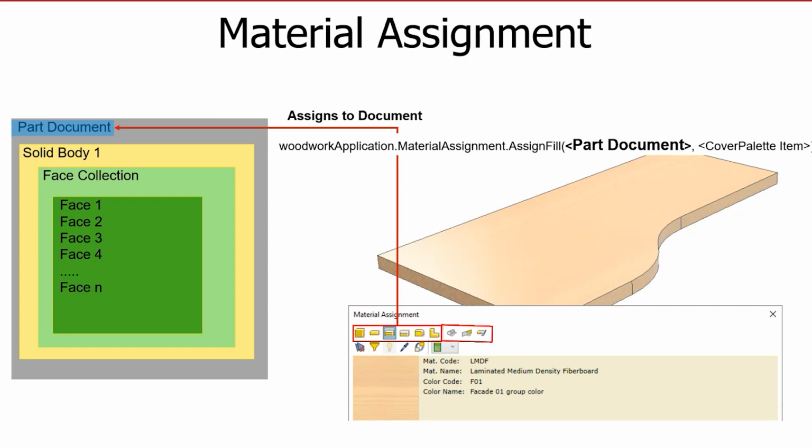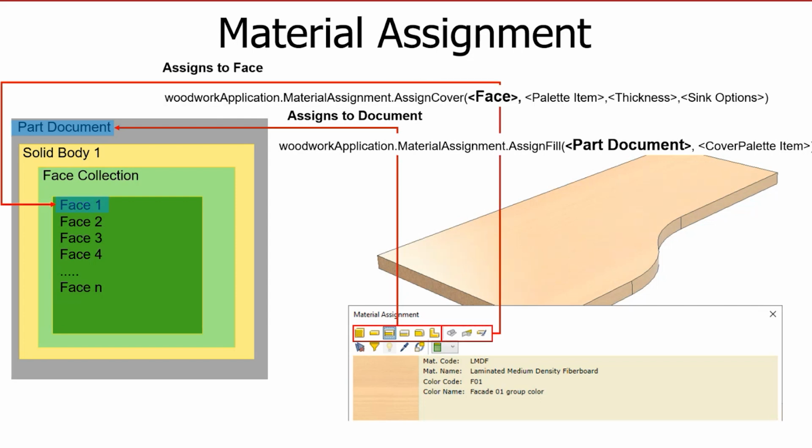And we also have cover materials, and they are assigned to a face object. For this, we use the assign cover function, and its arguments differ from the fill material assignment function. The arguments are the face to which we will assign the cover material, the cover palette item object, the thickness of the cover, and the settings of positioning of the cover in relation to the 3D model.